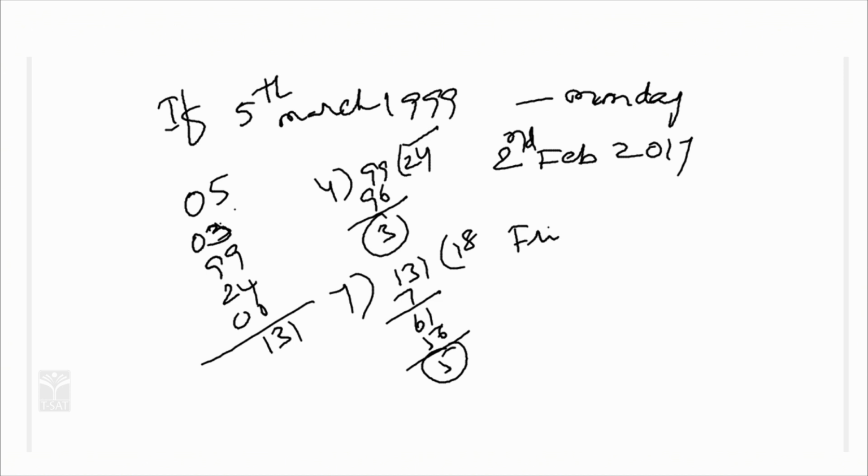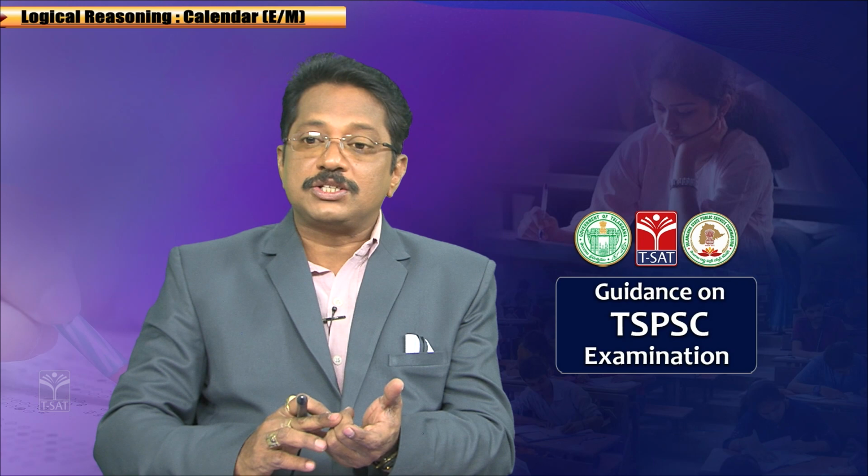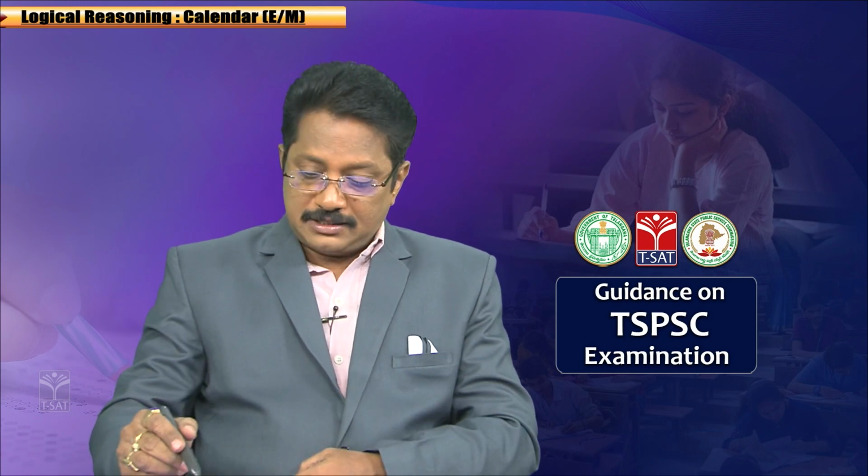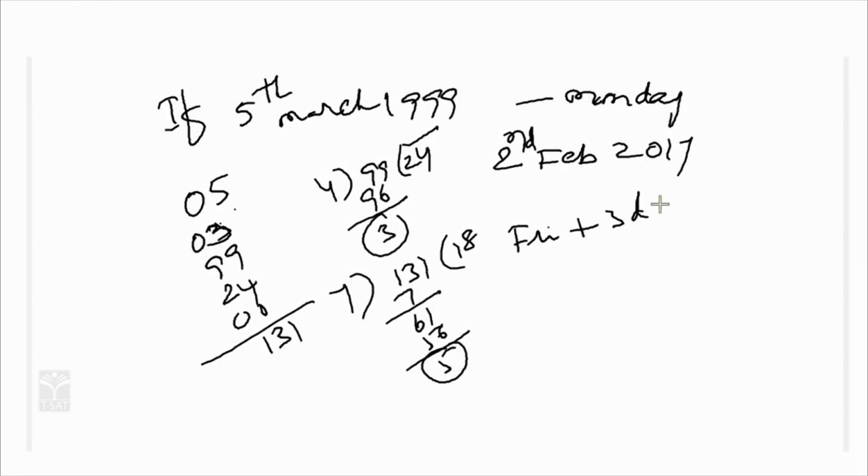So when it is Friday, what is the given day? How do you get that? 5th March 1999 is Monday is given. Now calculate it: Saturday, Sunday and Monday. How many days did you add here? 3 days are added, correct. In a similar manner you have to find the actual day of 2nd February 2017 and add it.